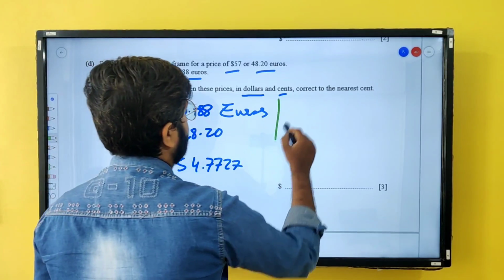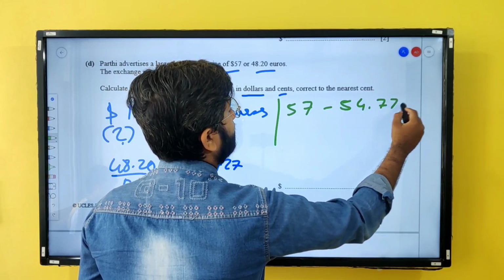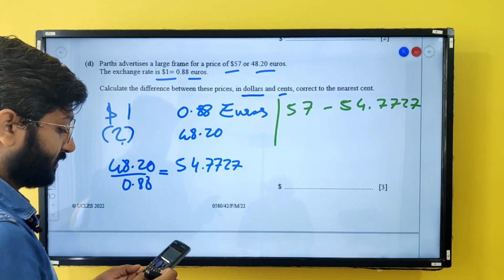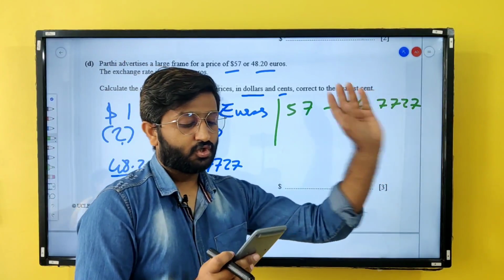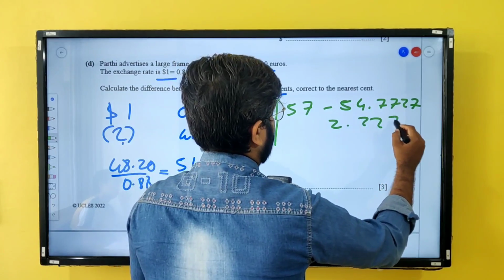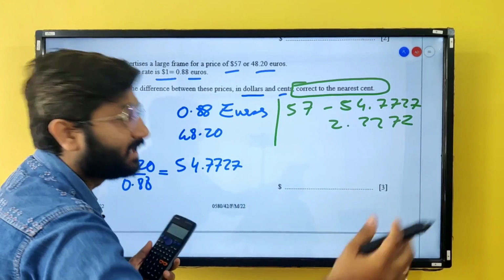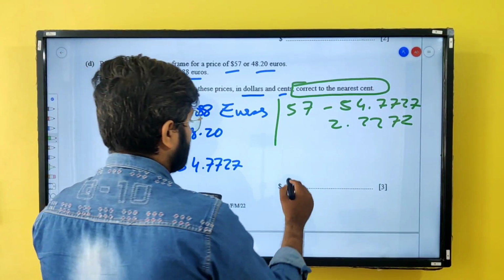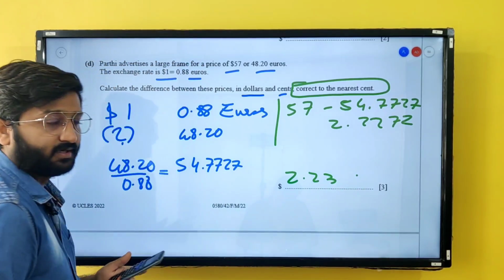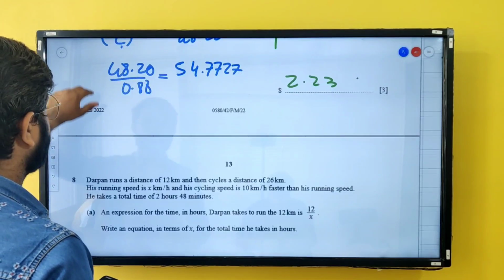Now as we are supposed to find out the difference, let us subtract 54.7727 from 57. So 57 minus 54.7727 is 2.2272. But we are supposed to give our answer correct to the nearest cent. So the answer is going to be 2.23, right? Let's move to the next question.